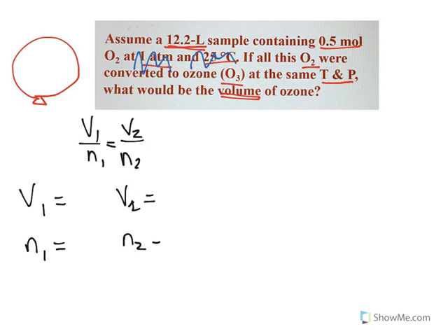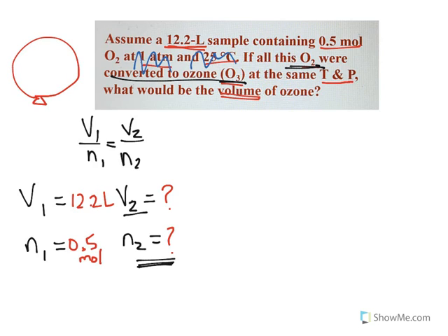All right, so let's go ahead and write down what we know. So we know that our initial volume is 12.2 liters. And we know that the initial number of moles is 0.5 moles. And we know that we're looking for the V2 value, or the final volume. And it does not tell us the number of moles after. Like I said, you're not going to like this problem. So it tells us that in this problem, if all the O2 were converted to ozone, we have enough to solve this problem. Some of us just don't know it yet. We have to find N2 before we can find V2.